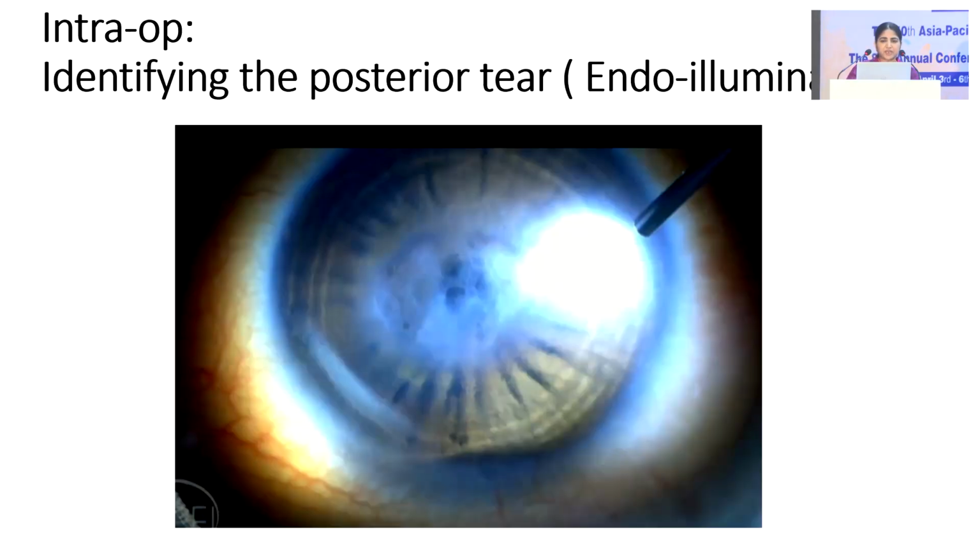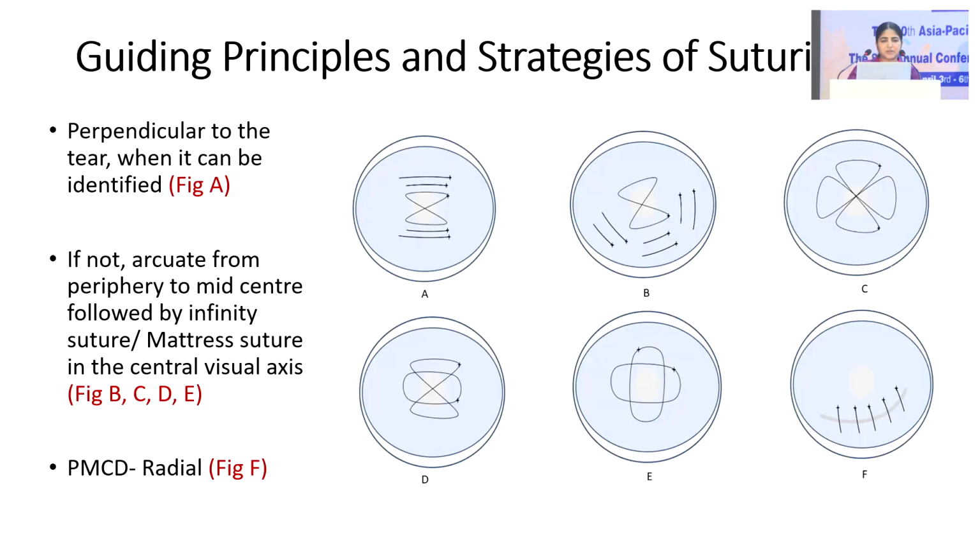Intraoperatively, the site of tear can be identified using an endoilluminator or the light pipe, which highlights things better using a scleral scatter. If you're using compression sutures, the guiding principles and strategies of suturing can vary based upon the location.